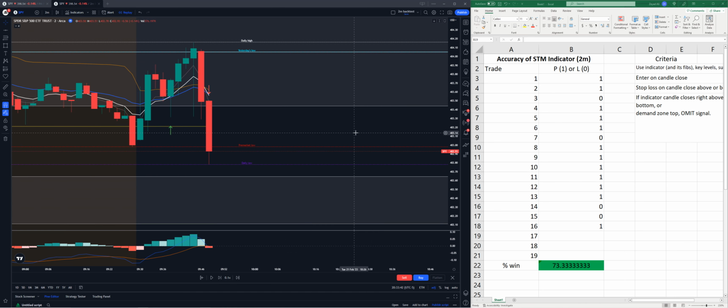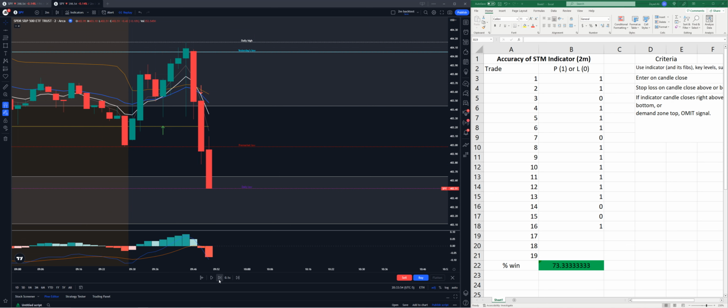Oh man. Right here, off of this, so in all reality, if I were to take this put scalp, I would just look to take it back to the daily low, but you do want to see it hit that demand zone top, ideally. So we do hit that, and then we will get the win there.